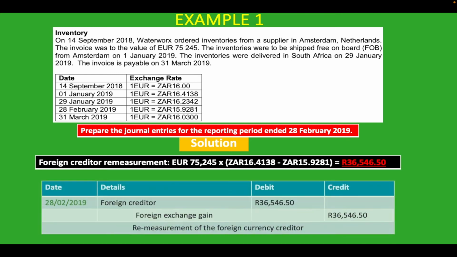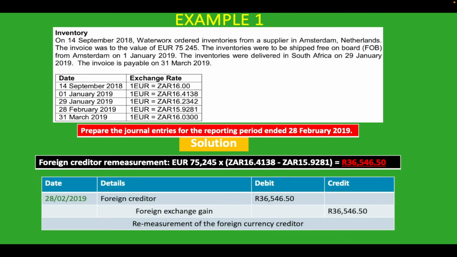So here's how it's going to look. 28 February 2019, debit foreign creditor 36,546 rand 50 cents, and credit foreign exchange gain 36,546 rand 50 cents. Our narration there is remeasurement of the foreign currency creditor. You can see here that I also wrote foreign creditor remeasurement. Remember, we are remeasuring only the foreign creditor and not the inventory, because the foreign creditor is a monetary item and inventory is not. We don't remeasure the non-monetary item.